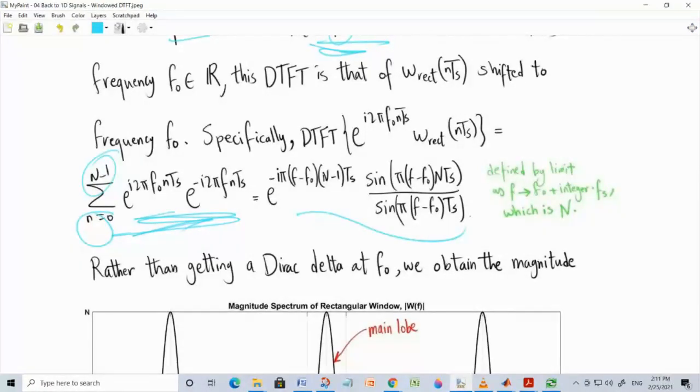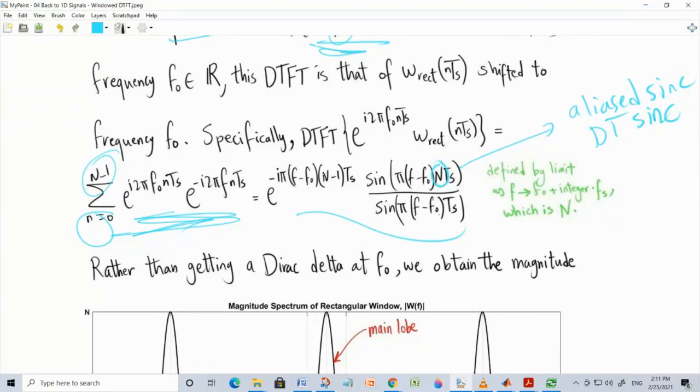So what you get is not the Dirac delta. You get something that's called the aliased sinc. Some people call it the aliased sinc. Some people call it the discrete time sinc. Who knows what other names this thing has? But it is sine over sine, and the difference between them: see, there is an n here, but there is no n there.